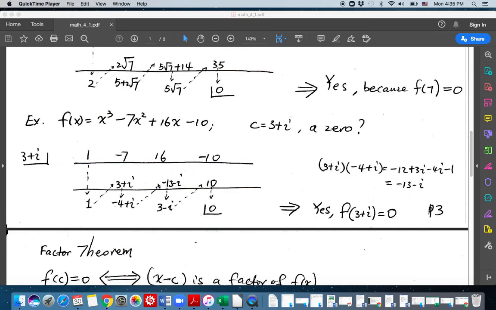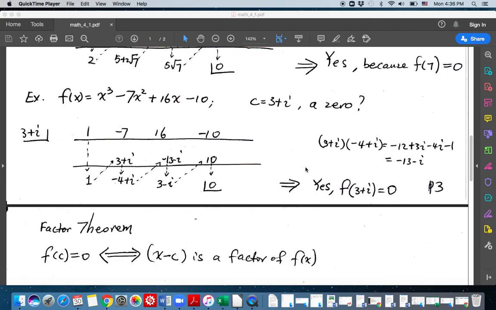I bring this number up and add all numbers in this line. That gives you 3 minus i. 3 minus i multiplied by 3 plus i gives you 10. And then add the numbers in the very last column, you're going to get 0. Since the function value at x equals 3 plus i is 0, by definition, 3 plus i is a 0 of this polynomial. So the answer is yes.